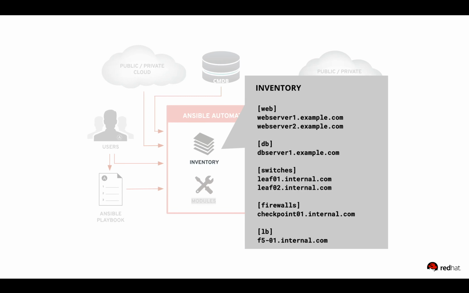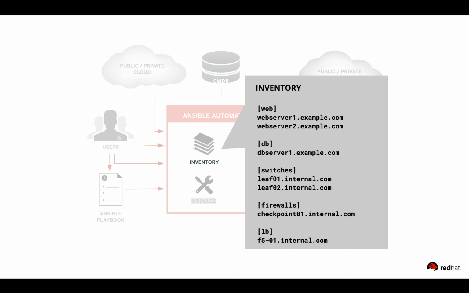When we have our playbooks ready to do something, we need to tell them what to automate against. This is called the inventory. Inventory can be static, like the example in this slide. The sections in square brackets, for example web or DB, are groups. Using groups, we can automate against a collection of targets at once.